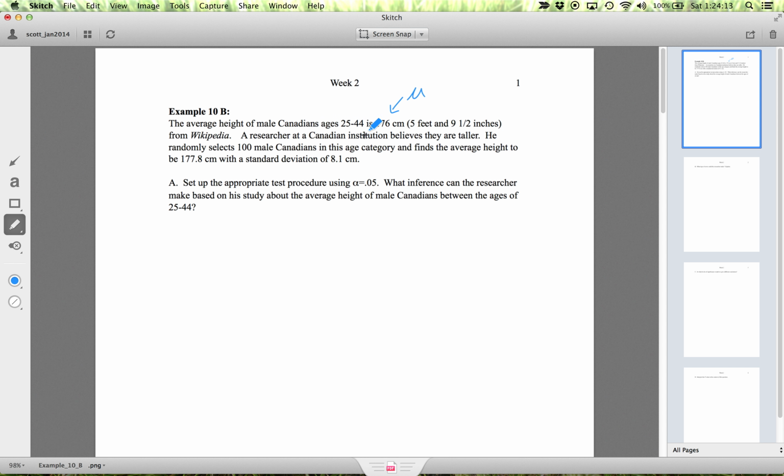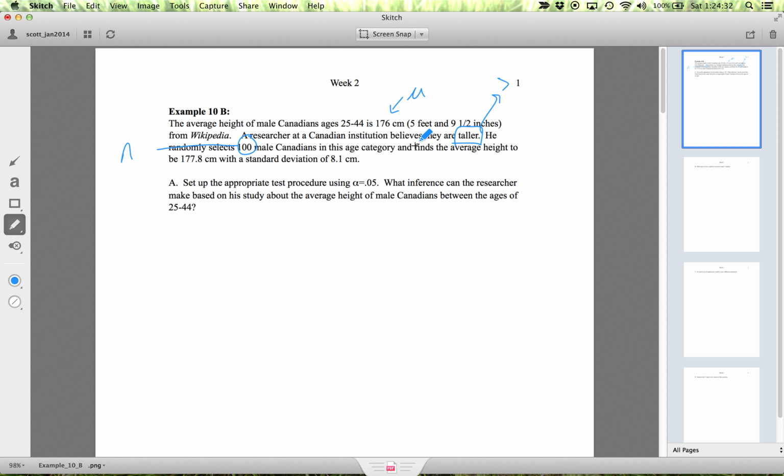A researcher at the Canadian Institution believes that they are actually taller than that. Okay, so here they are taller. We know that the mathematical sign with taller or greater must be greater than. He randomly selects 100 males. So this is the sample size, which is n, lowercase n.